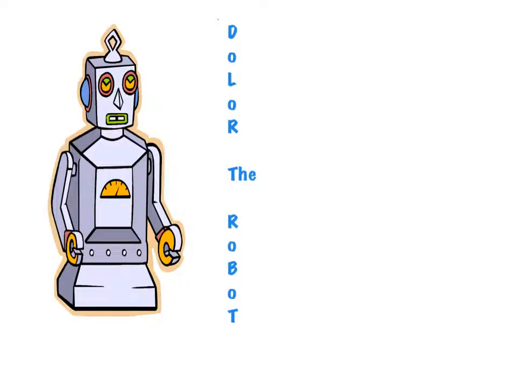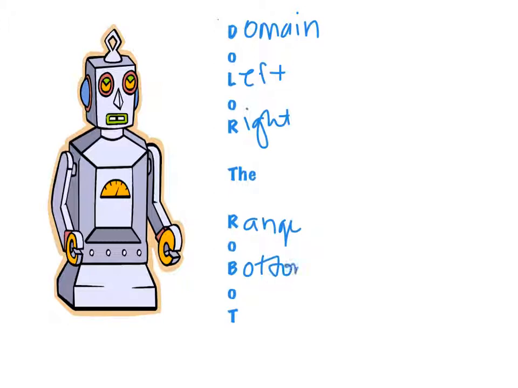As we find our domain and range, don't forget Delore, the robot. So the Delore stands for our domain. We read it from left to right. And our range, we read from bottom to top. You will see Delore a lot, so make sure you become friends with him.